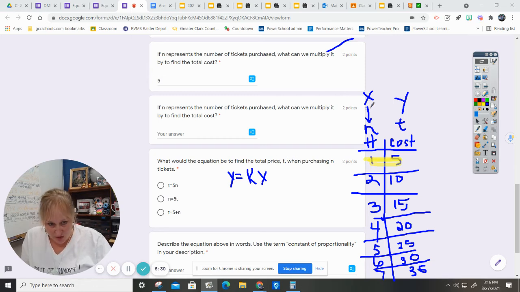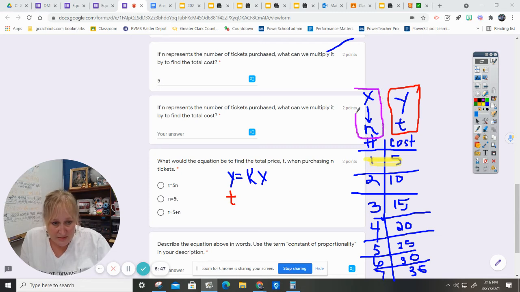So big picture, N is where I see the X. So let me try to change colors. And I know the letters are changing things. So you see that Y is T. So I'm going to put T there. Go to another color. You see that X is N. So I'm going to put N there. So therefore now I can fill in. The K didn't change. It's still 5. Whew, that was work. So I don't want to get mixed up.